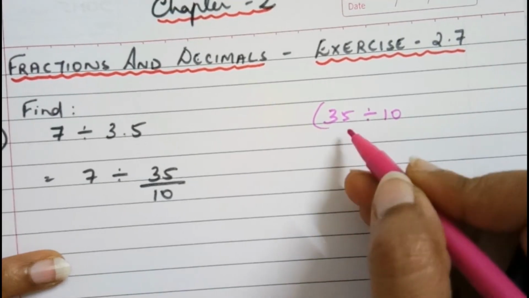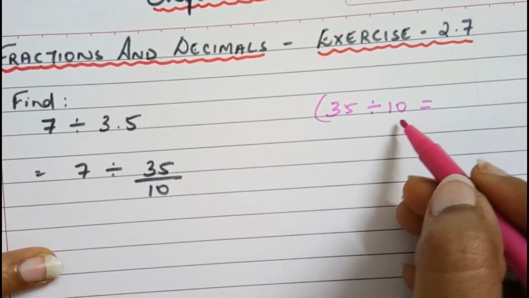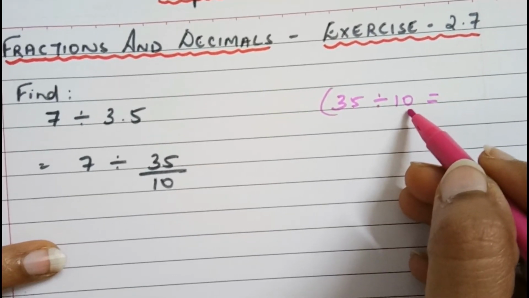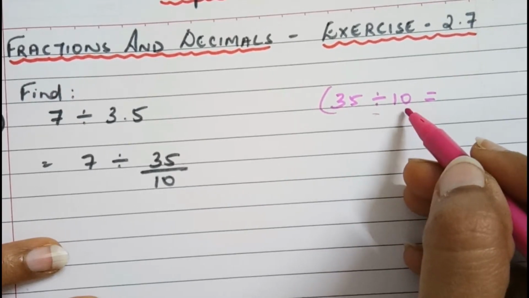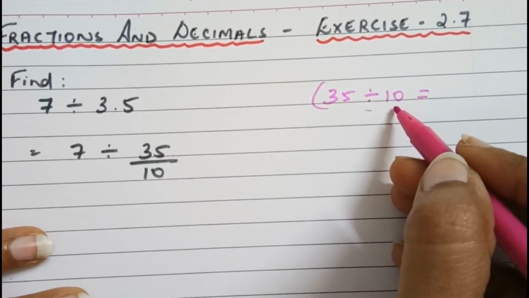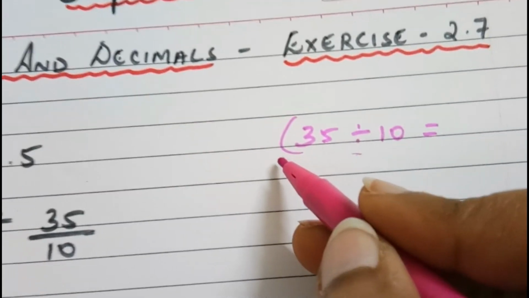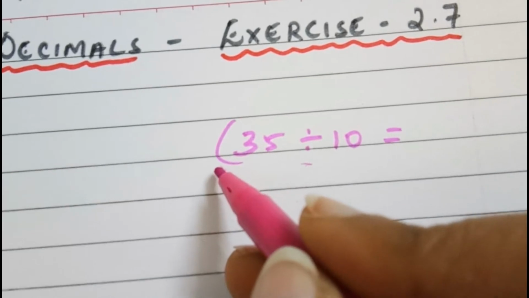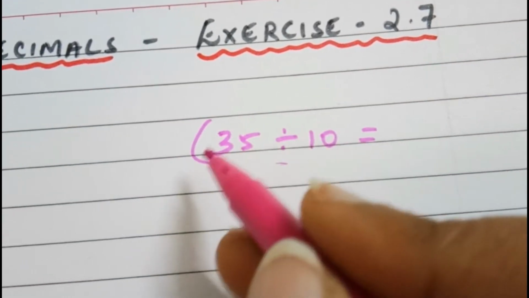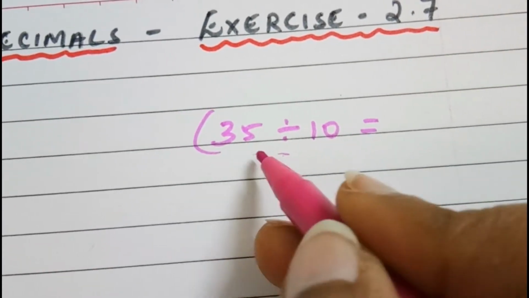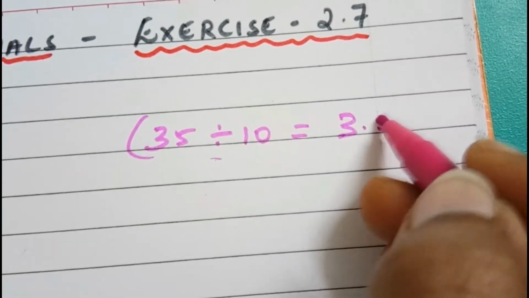Now since it is 35 divided by 10, in our earlier video we saw that when we have to divide by 10, the decimal will move one step towards the left. That depends on the zeros. Since there is only one zero in 10, the decimal will move only one step. So 35 divided by 10 will become 3.5.